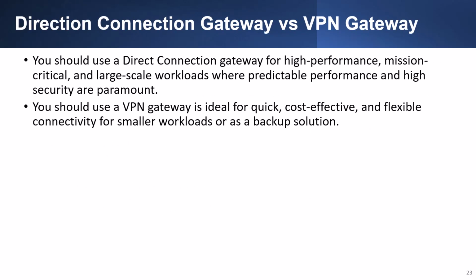You should use direct connection gateways for high-performance, mission-critical, and large-scale workloads where predictable performance and high security are paramount. You should use a VPN gateway as ideal for quick, cost-effective, and flexible connectivity for smaller workloads or as a backup solution.